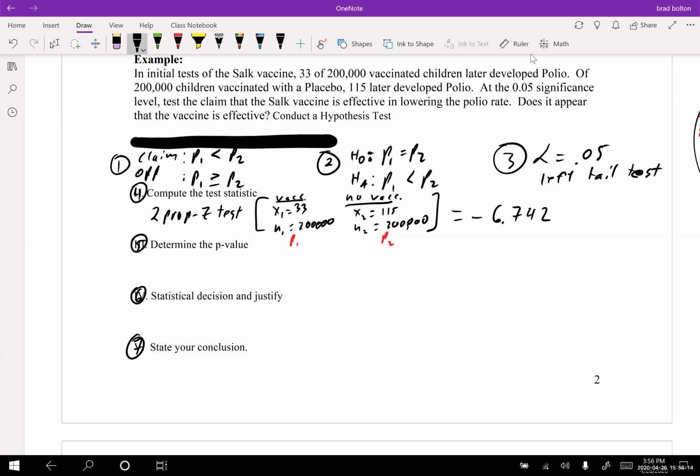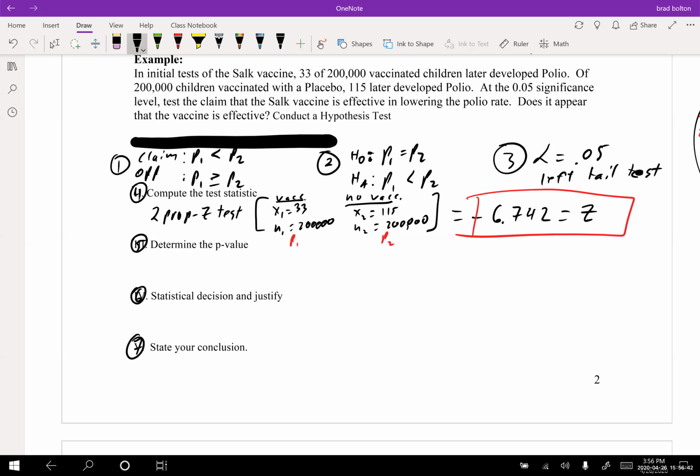Let's go to STAT, TESTS, 2-PropZTest. We got 33 out of 200,000. We have 115 out of 200,000. And we have less than this time. Yep, I get negative 6.742. This is equal to my Z. This is my test statistic, right? We now have our test statistic.